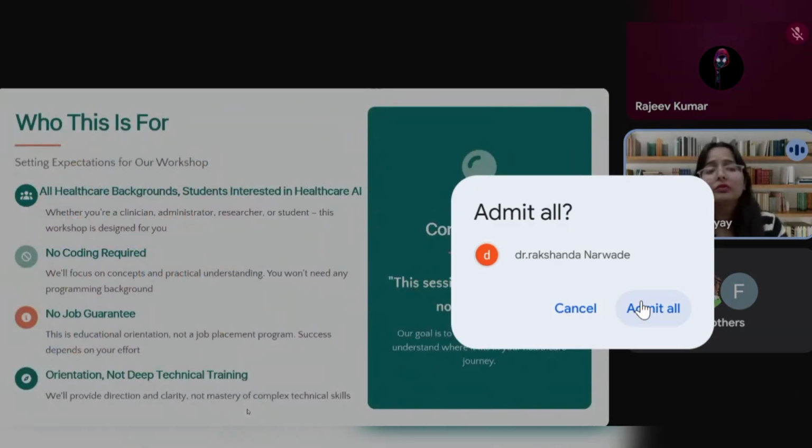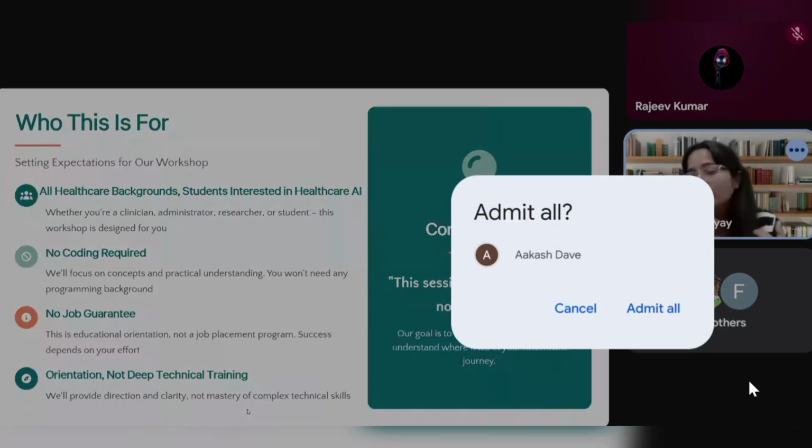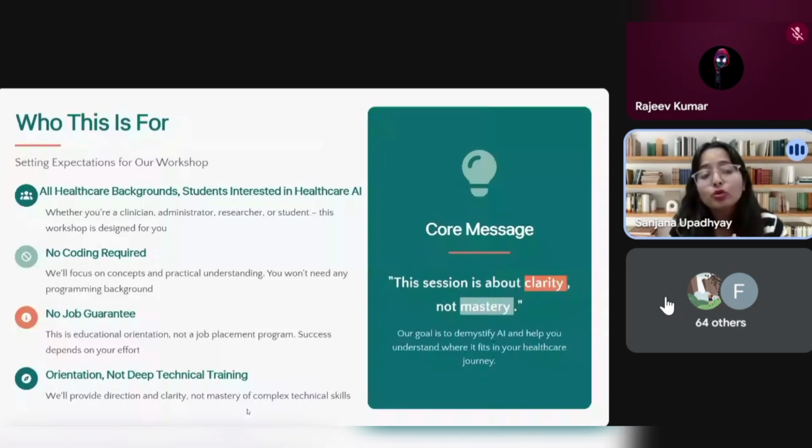So, who is this for? This is for all healthcare background students, any student who is interested in AI in healthcare. In this particular session, there is no need to know coding, because we asked this question in the feedback form, the form through which you registered: do you have any coding knowledge? Mostly people did not have any coding knowledge, because obviously if we are in healthcare, then coding knowledge is on the lesser side.